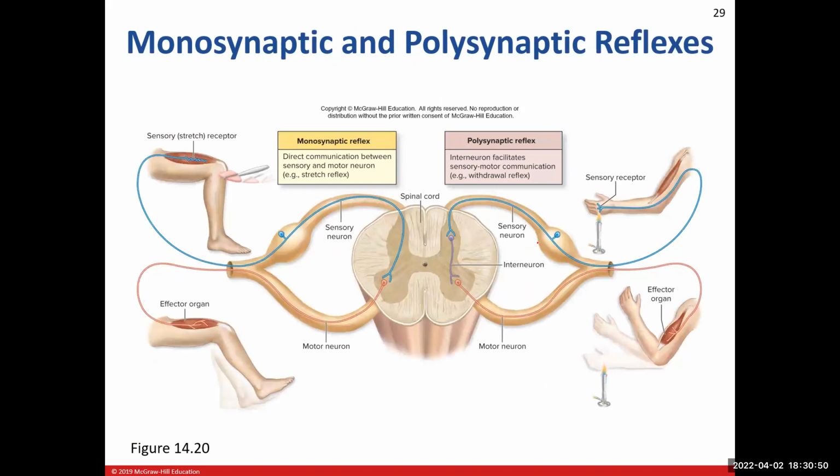So here's a nice slide that's showing us both a monosynaptic reflex and a polysynaptic reflex. Again, monosynaptic tells you exactly how many synapses there are. Here is our one synapse between the sensory neuron and the motor neuron. That's going to be a quicker reflex than the polysynaptic reflex. Obviously, you can see here with the polysynaptic, we have the sensory neuron synapsing onto the interneuron, then the interneuron synapses onto the motor neuron, sending out that motor input to the effector organ.